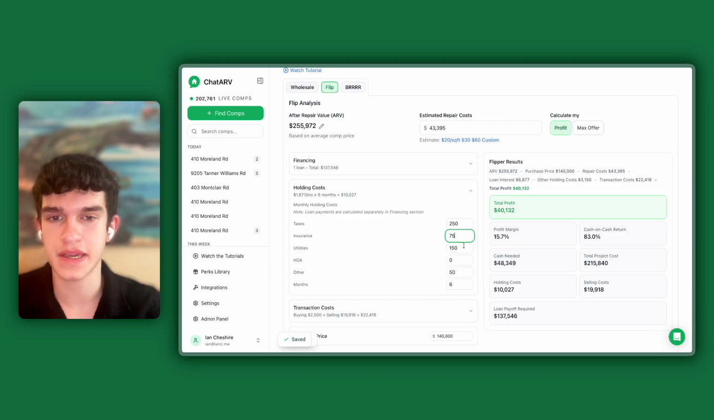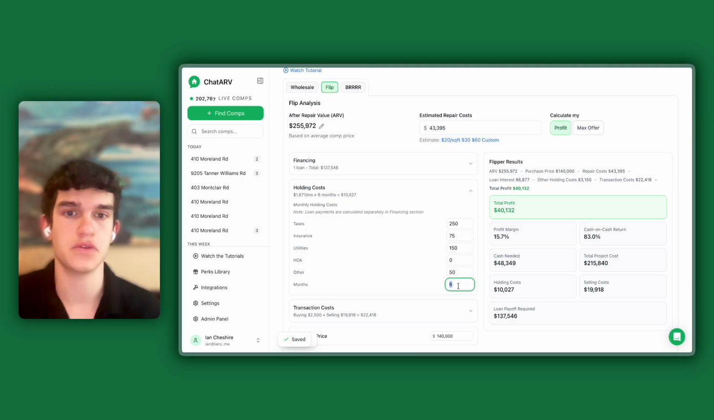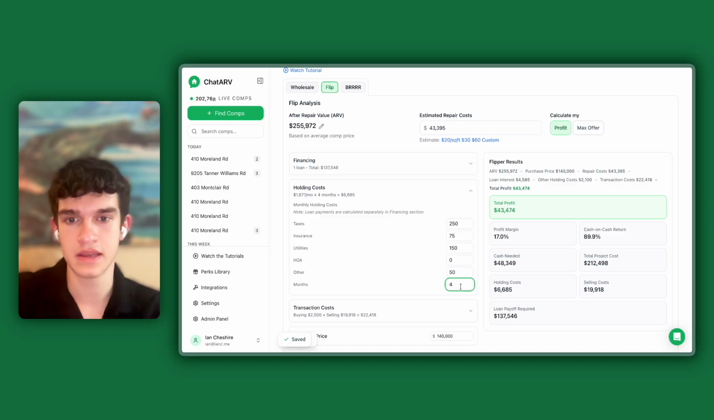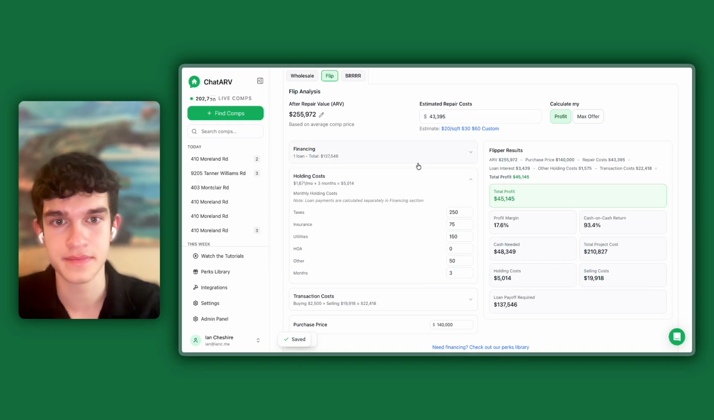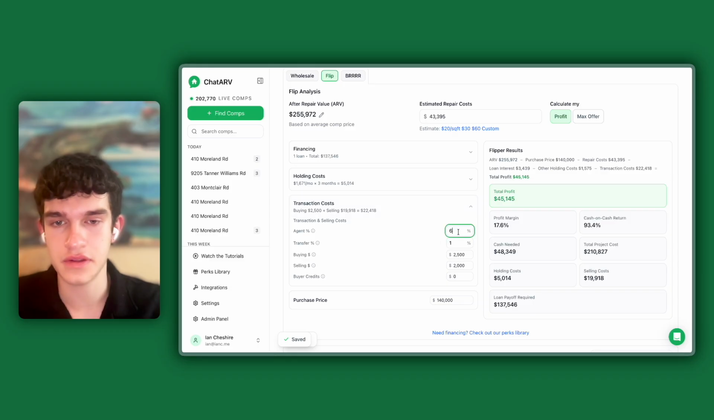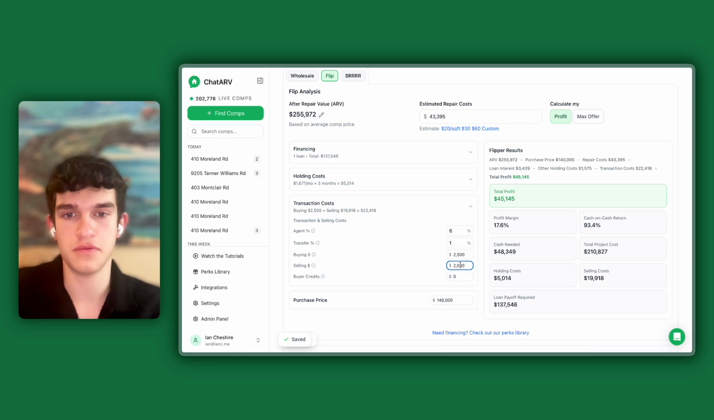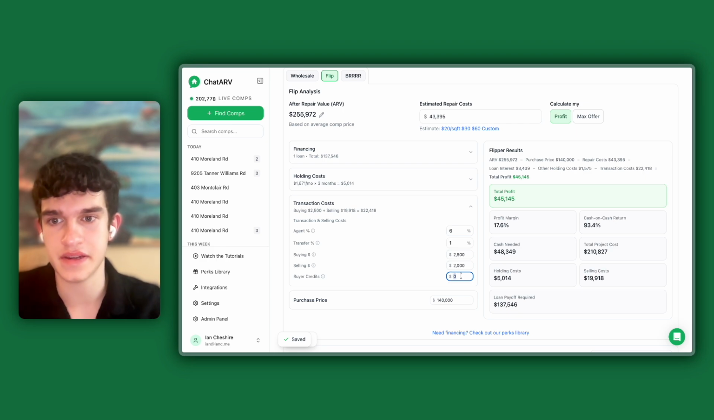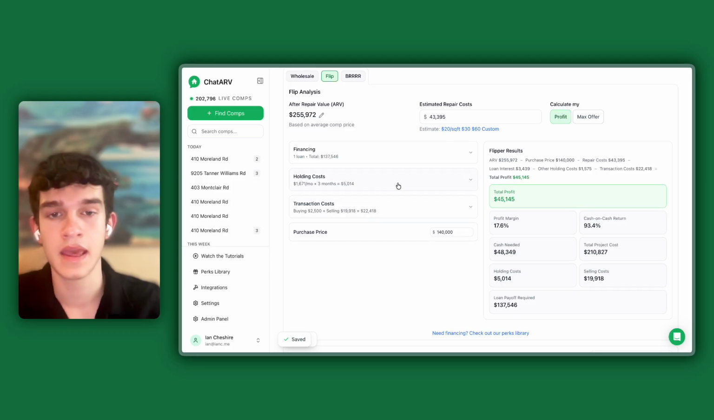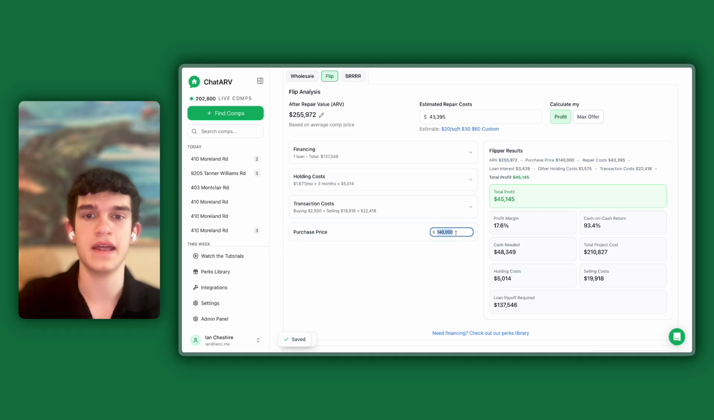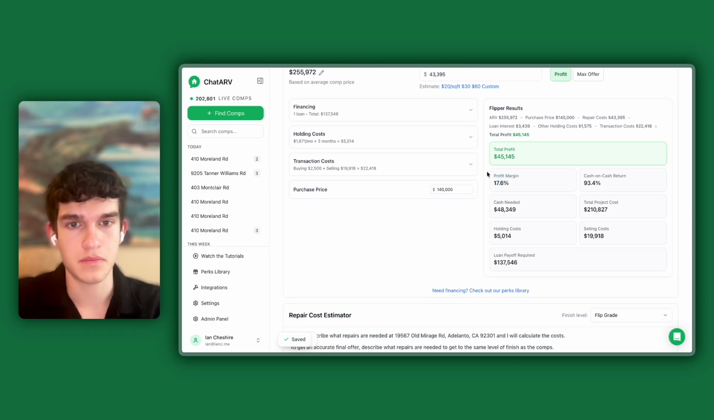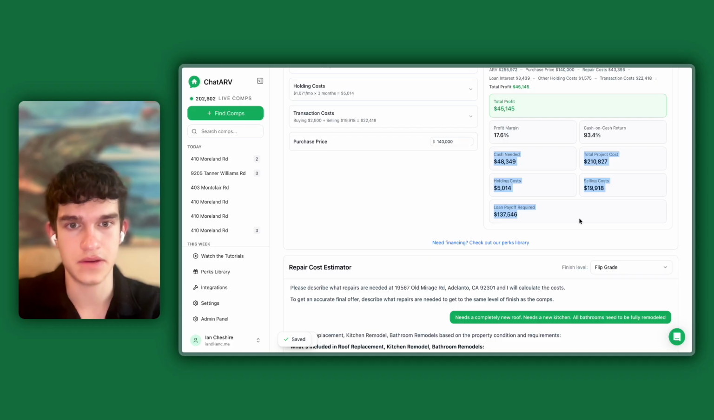And then holding costs, we calculate this data from the public record, and then this is what's very important that you should change. This is how many months you think it'll take you to rehab. So I'll say 3 months for this property. And so here are the transaction costs, which are the costs for buying and selling the property. So you can set these here, and here's the purchase price. And so based on all of this, we get a total profit of $45,000 if we're able to buy it at 140K, the 17% profit margin, and it goes over everything else down here.